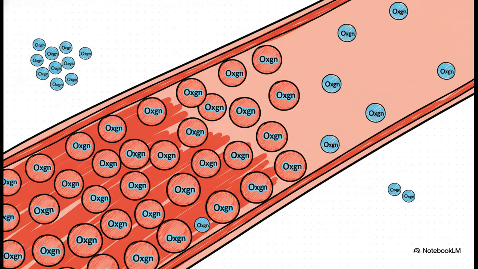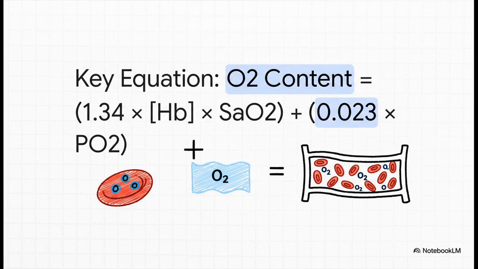Now you might think, 2%, who cares? But that little bit is super important, because it's what creates the partial pressure that actually pushes oxygen into the cells. Okay, this equation right here, this is non-negotiable for your exam. You just have to know it cold. What's so great about it is that it pulls together both ways oxygen travels, the part bound to hemoglobin and the part that's dissolved, to give you the total oxygen content of the blood.